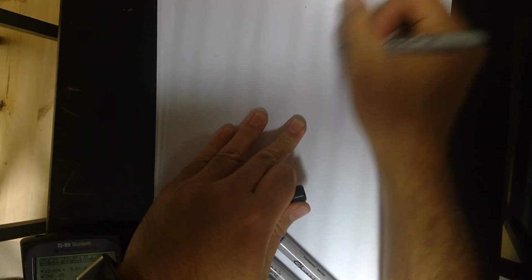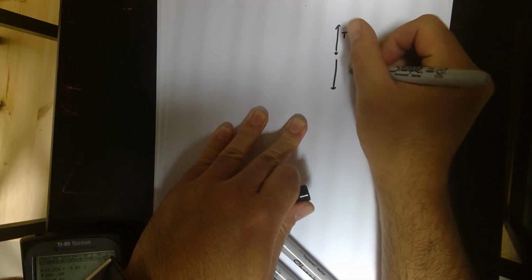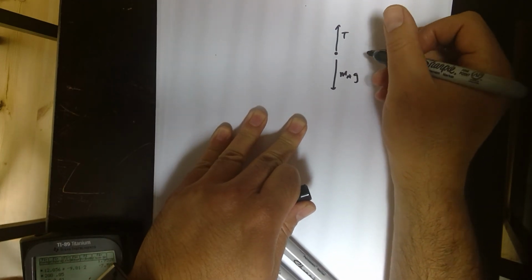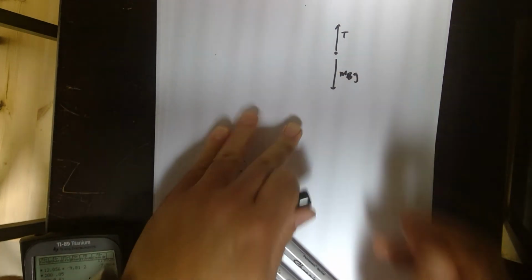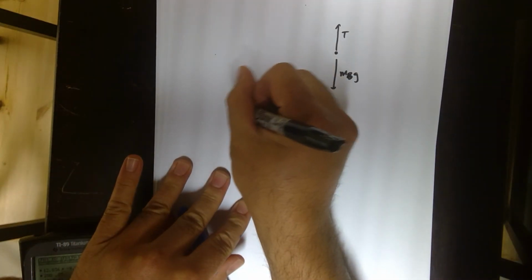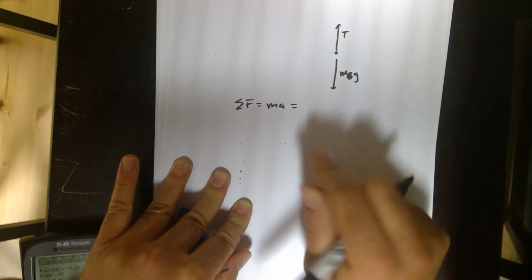So person B is still going to have the same two forces acting on him. There's tension up, and then there's gravity down. That's person B, not A. Person B. So there's our free body diagram. The only thing that's changed is now the net force acting on him is not zero because he's accelerating upwards.